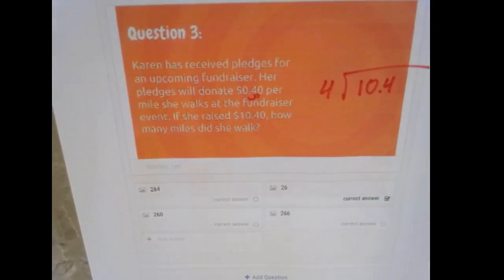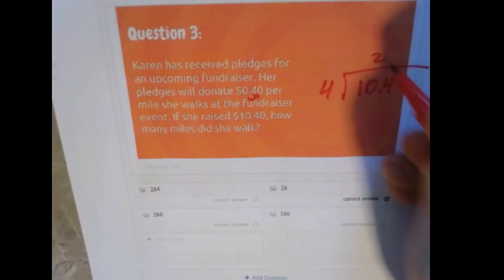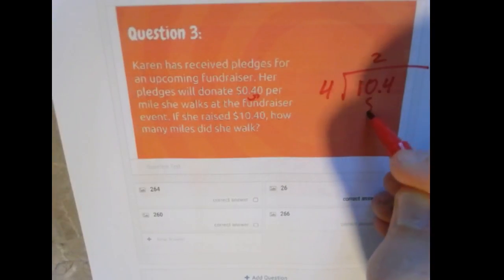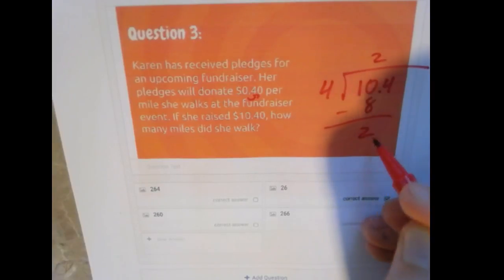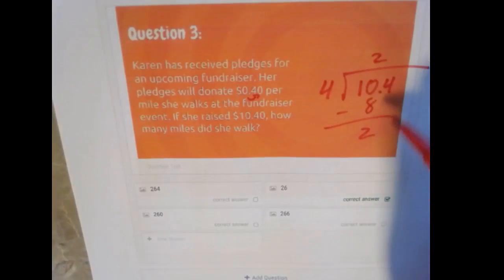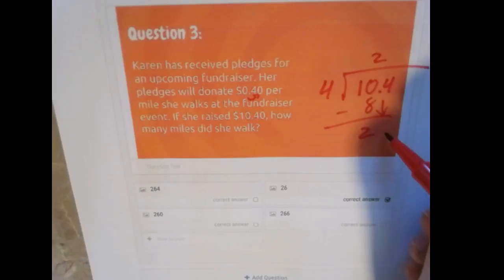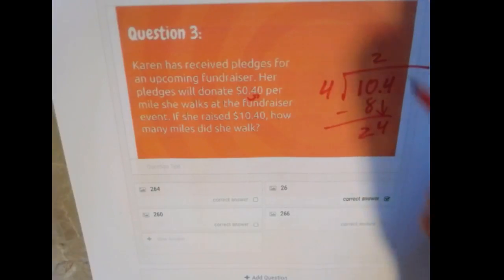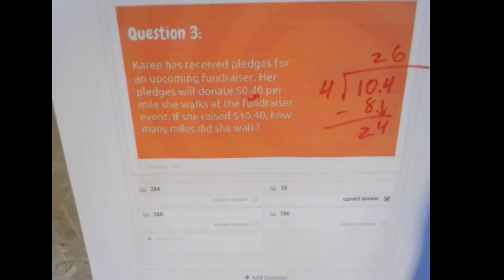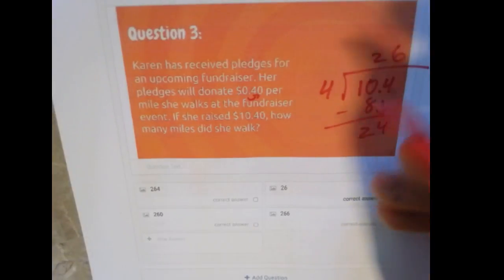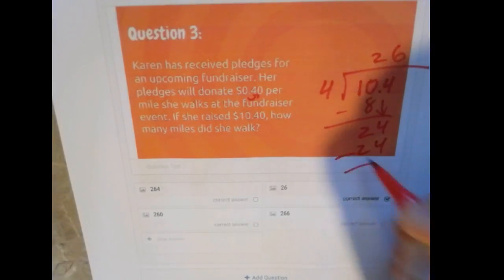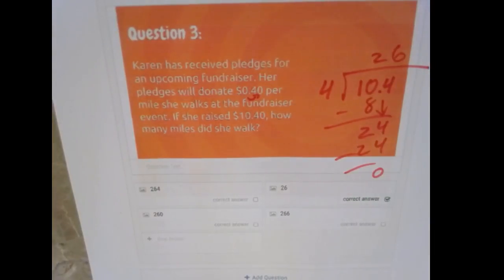So I ask myself, how many times does 4 fit into 10? 2 times. 2 times 4 is 8. Find the difference is 2. 4 does not fit into 2, so I get some help from the next digit. How many times does 4 fit into 24? 6 times. 6 times 4 is 24. Find the difference is 0, so a remainder of 0.